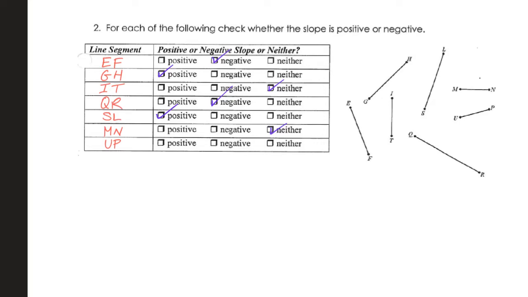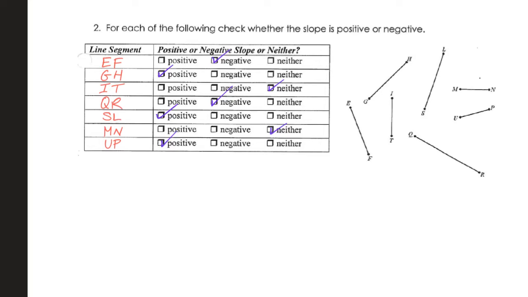And then line segment UP, it's pretty flat, but I still see that it is rising to the right. Okay, hopefully we match up, and we did pretty well. Again, all we're doing is talking about steepness of a line, and really all we focused in on is direction as of now.